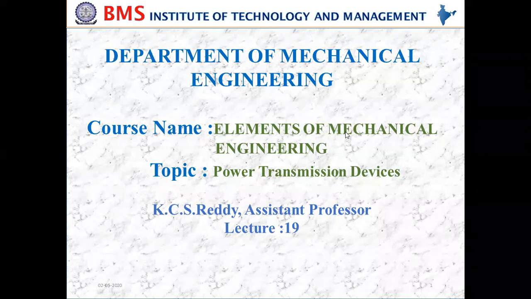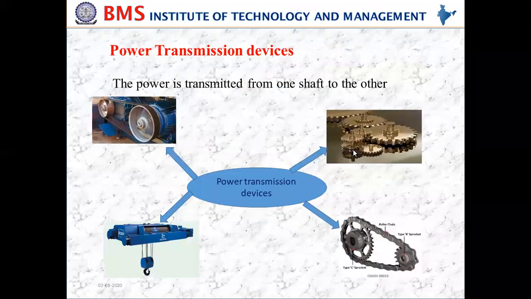Like in the case of electrical power, we have transmission lines to transmit the power. Similarly, there are transmission devices, where the power is transmitted from one shaft to the other shaft. There are four types of transmission devices, where we transmit the power by using the shaft.